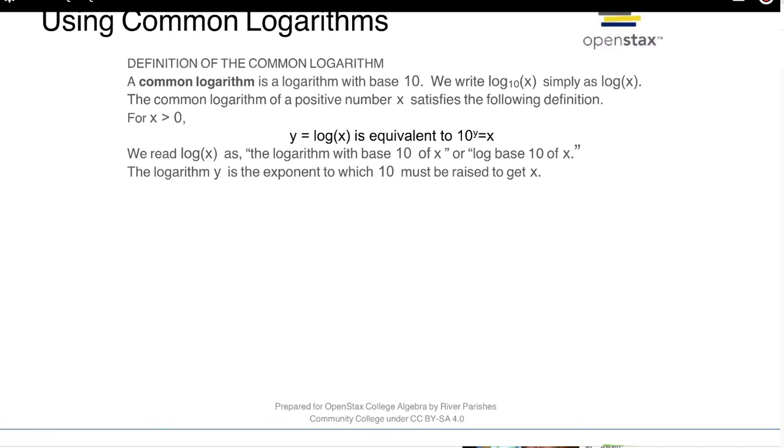So when you see a common logarithm, you will not see a base written, but the base will be understood to be 10. So we read log x as the logarithm with base 10 of x or log base 10 of x. All right? So anytime you see the word log and there's no base, you know that it is log base 10.